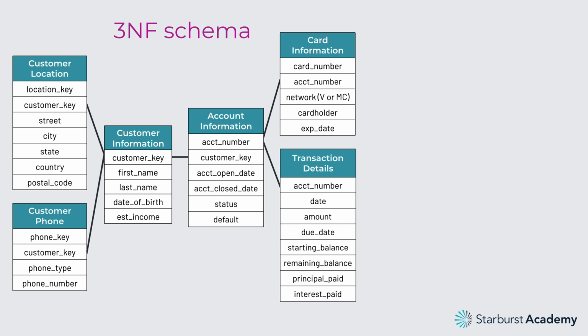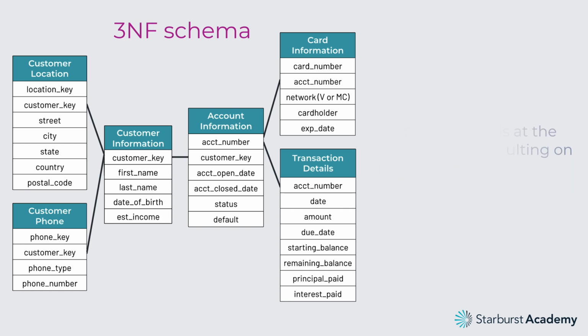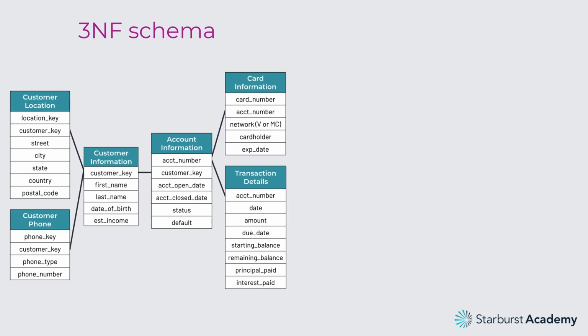What about the business level questions, though? One of our questions was, which age group is at the highest risk of defaulting on their payments? To answer this question from the third normal form database, we'd have to do a complex query to combine the results of many different customers. This is not efficient, and instead it may be easier to store the data used to answer this type of question in an analytical database. Then, the complex transformations needed to make the data useful for business-level queries only need to be done once, instead of each time a query is run.